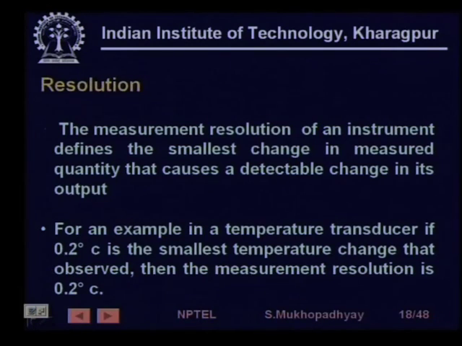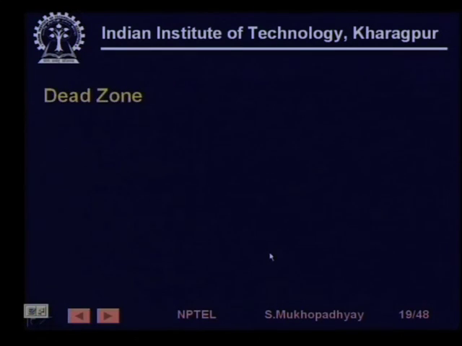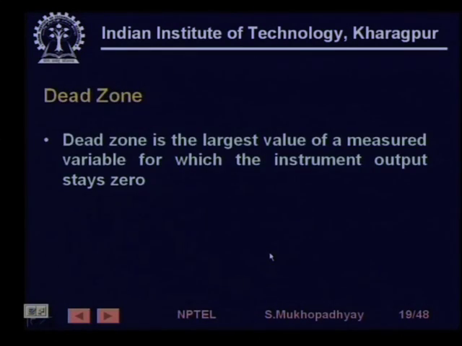If a temperature transducer resolution is 0.2 degree centigrade, then it is the smallest temperature change that can be observed. Similarly, sometimes sensor systems will have dead zones. For example, we often find that these electrical meters will stick. Any mechanical arrangement tends to develop something like a static friction, which also depends on many things like temperature, time, humidity and other things.